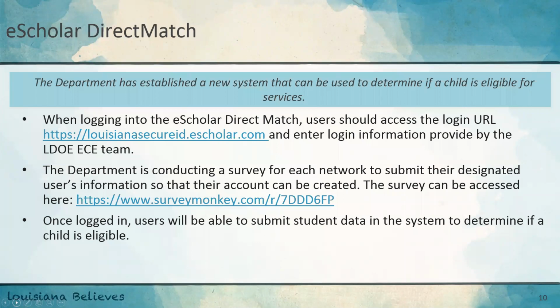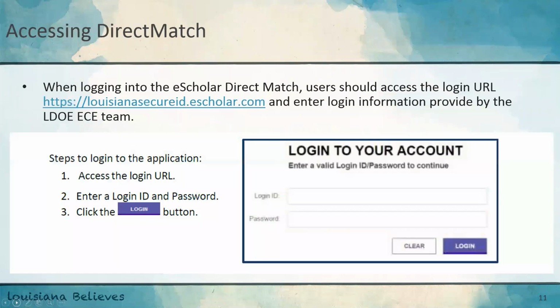In addition, the survey for each network to submit your designated user information is still open. If you have not done so, please complete the survey. Each network will be allowed 2 users only. When logging into the eScholar Direct Match system, users should use the login URL, as I mentioned, louisianasecureid.escholar.com, which is also linked on this slide, and enter the login information, which will be provided to you by the early childhood team.